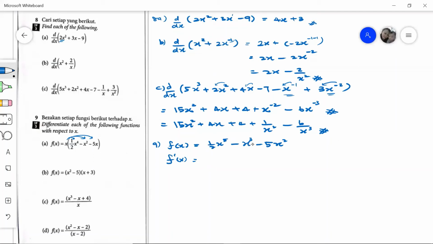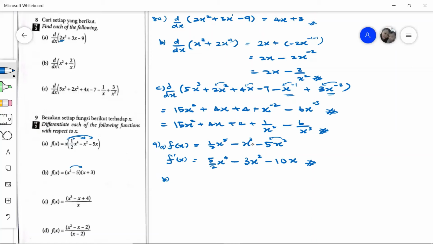So bring down the power to multiply to the front immediately. So 5 over 2, reduce the power by 1, so x to the power of 4. Minus, bring down 3, and then reduce the power by 1. Then bring this down and multiply. So we have negative 10x to the power of 1. So that's it for A. Always simplify. Now B, can we simplify?